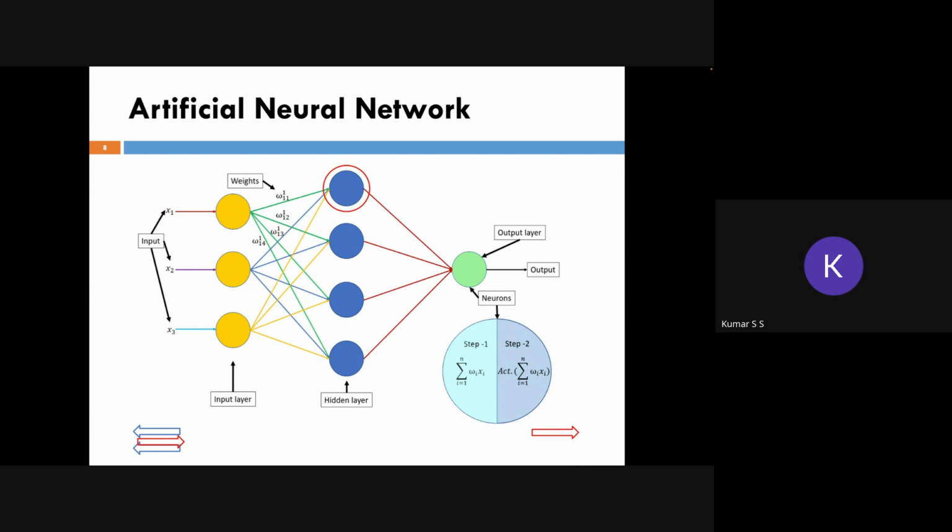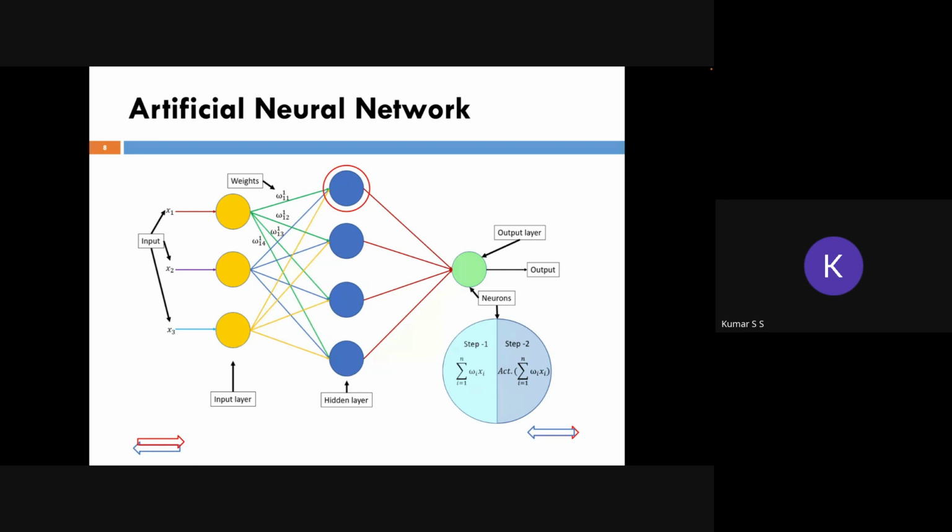This process is called back propagation. What we do here is, from the output neuron, we calculate the derivative of error with respect to weights and we pass it to the blue neurons, from the blue neurons to the yellow neurons. Then we adjust the weights: W11, W12, W13, W14, all these weights will be adjusted.